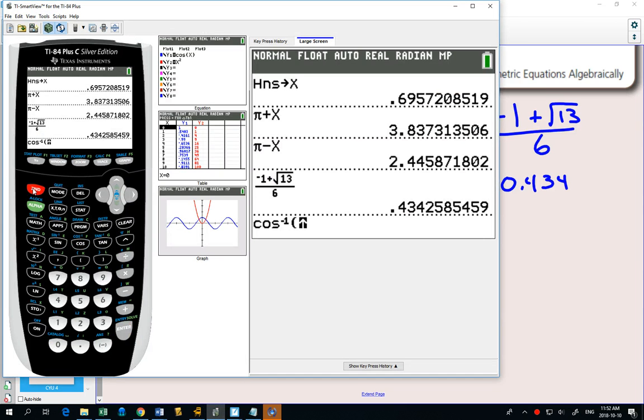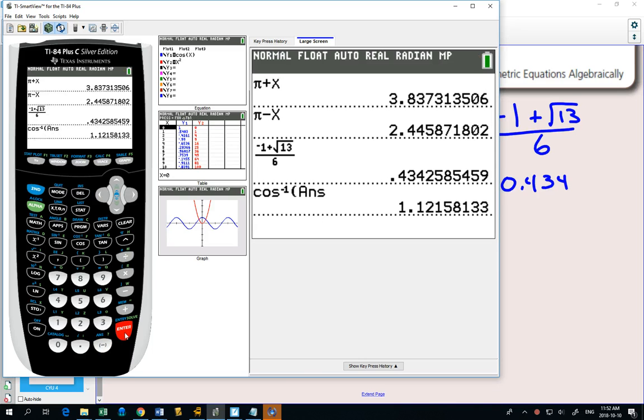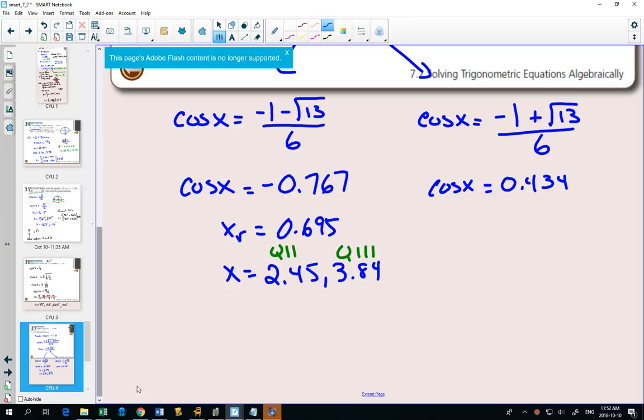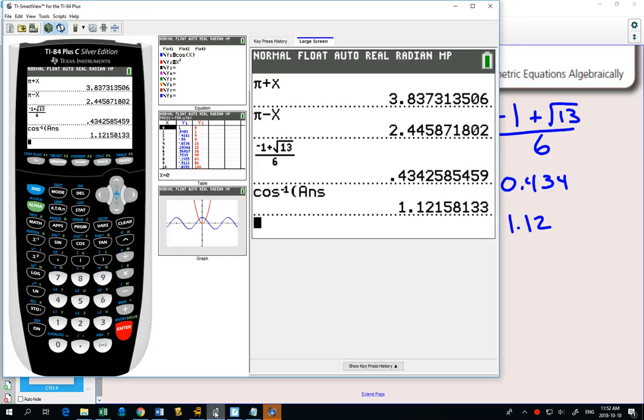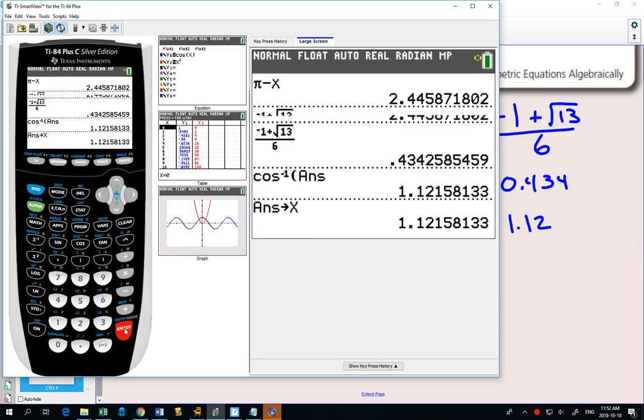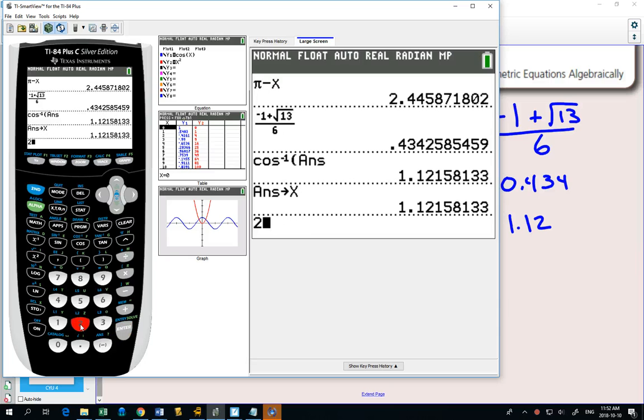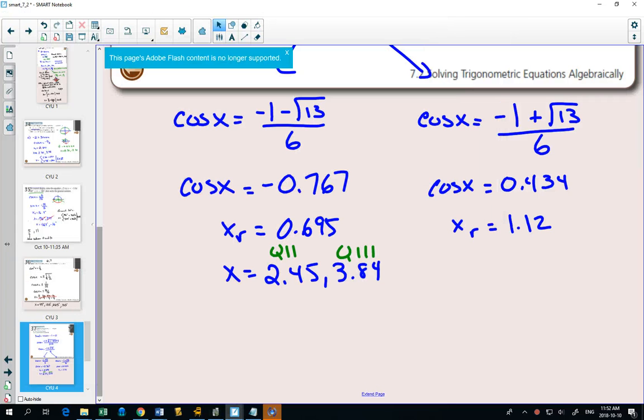Cos inverse of that answer to find my reference angle, 1.12. And I'm going to store that as x. Because cos is positive in quadrant 1, I need to find the one in quadrant 4. So 2 pi minus my reference angle will be quadrant 4. So x equals 1.12 in quadrant 1 and 5.16 in quadrant 4.